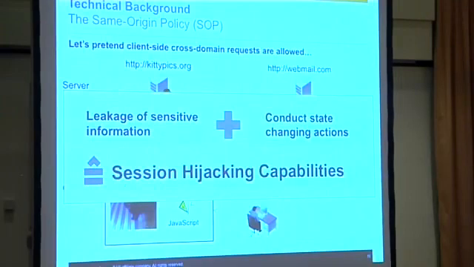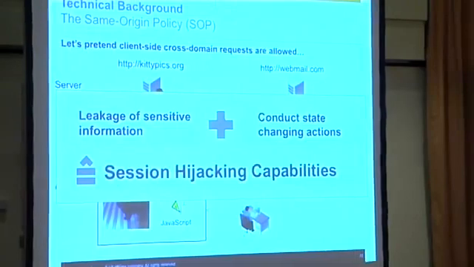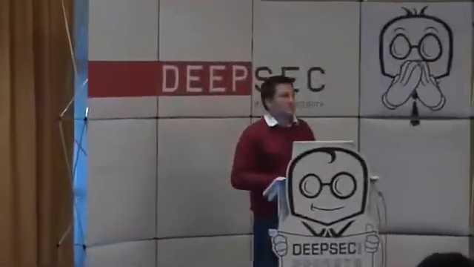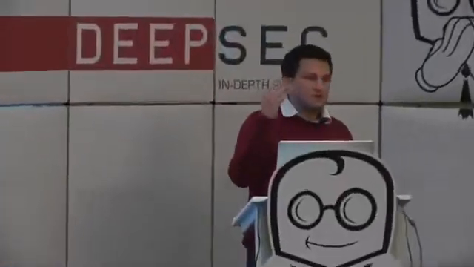And therefore, it's good that we have the same origin policy and that the same origin policy prevents these requests. So if a JavaScript from kittypix.org wants to create requests towards webmail.org, the same origin policy says no. You are not allowed to do this, and therefore the attacker does not have the session hijacking capabilities. So this is the most principal security policy, and now we need to think about this in terms of HTML5.